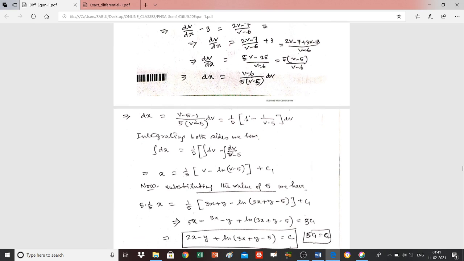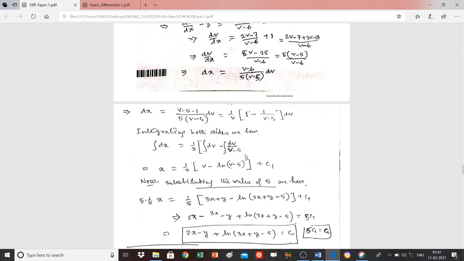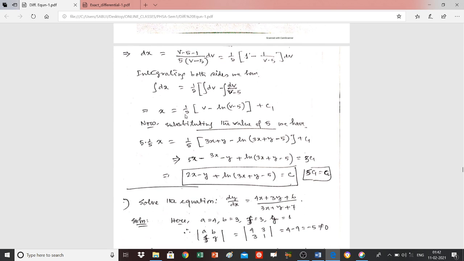So dx is equal to, you can write this in this fashion: (v minus 5 minus 1) by 5 into (v minus 5), that is 1 by 5 for the first term, then from the second term 1 by (v minus 5), into dv. So just integrate both sides. The first term will give you this one, and the second term 1 by (v minus 5) is here. So integrating both sides, dx is equal to 1 by 5 dv minus integration dv by (v minus 5). So you can write from here x is equal to this, log v, and then log (v minus 5) plus c1.